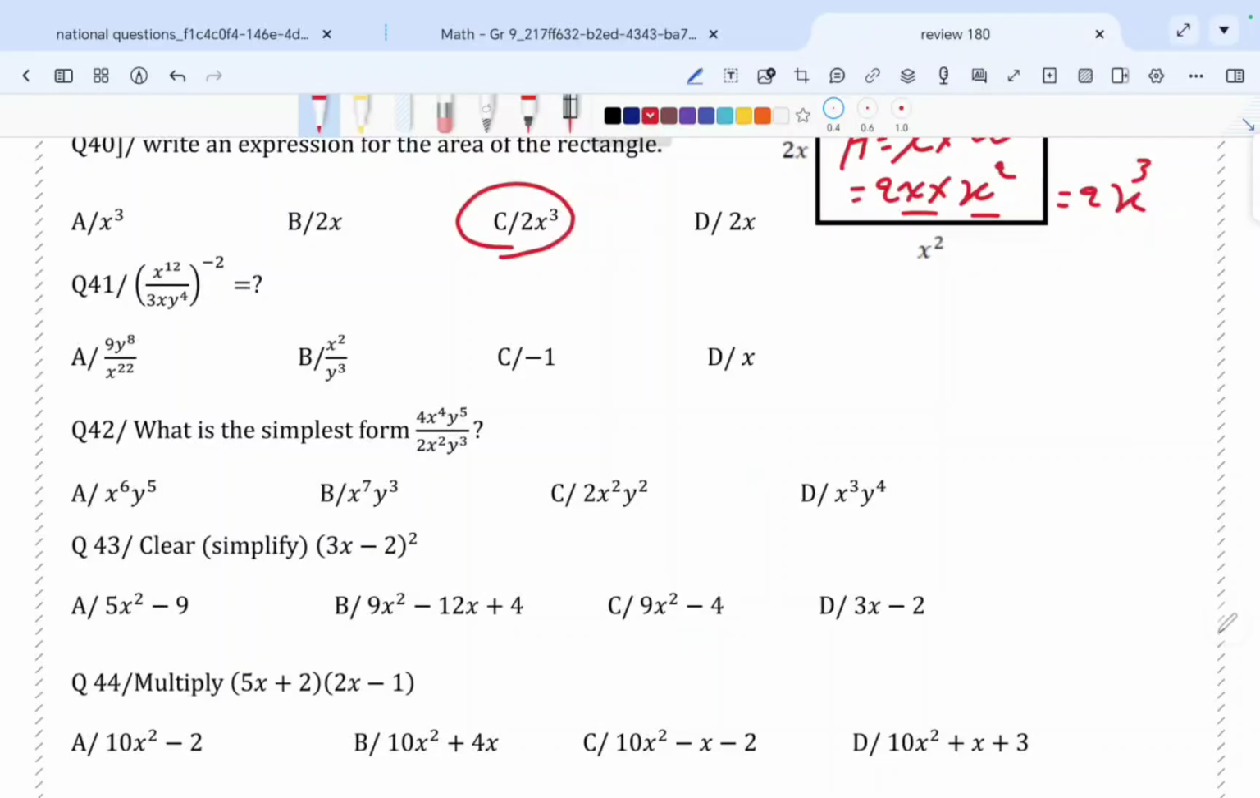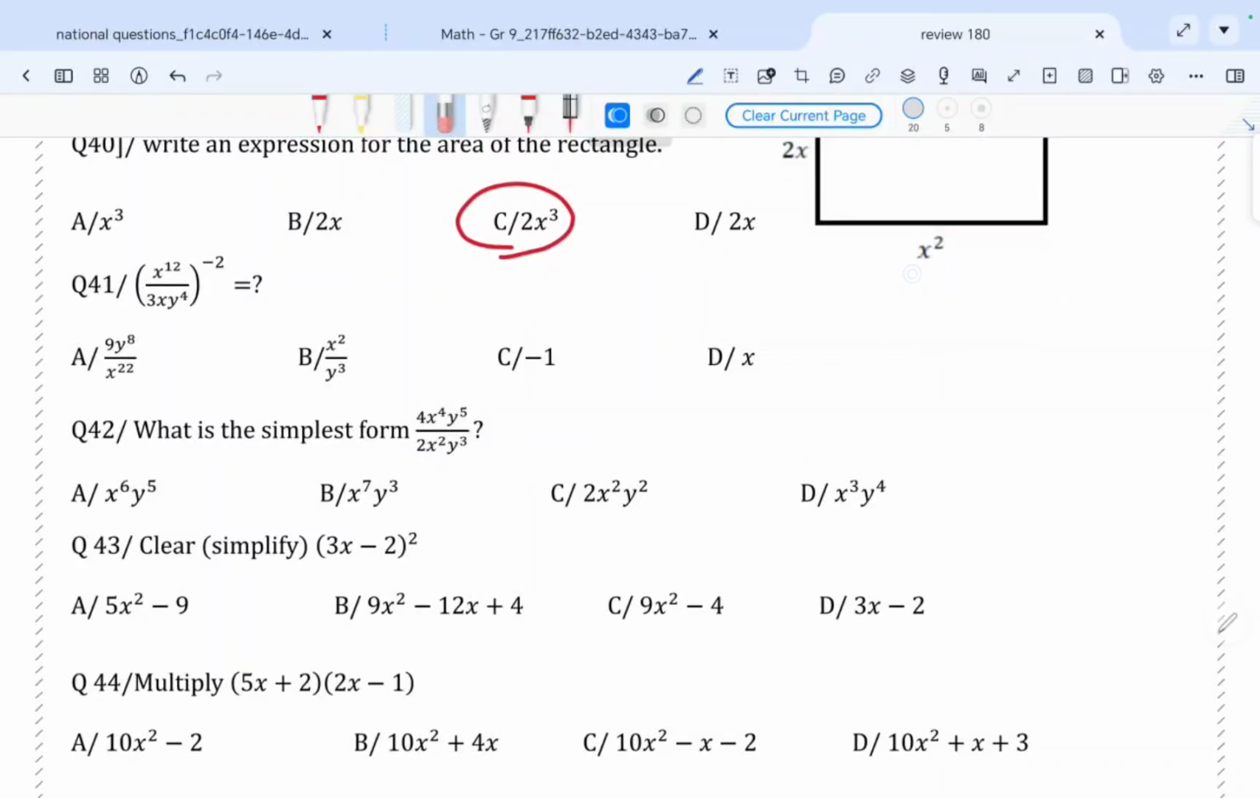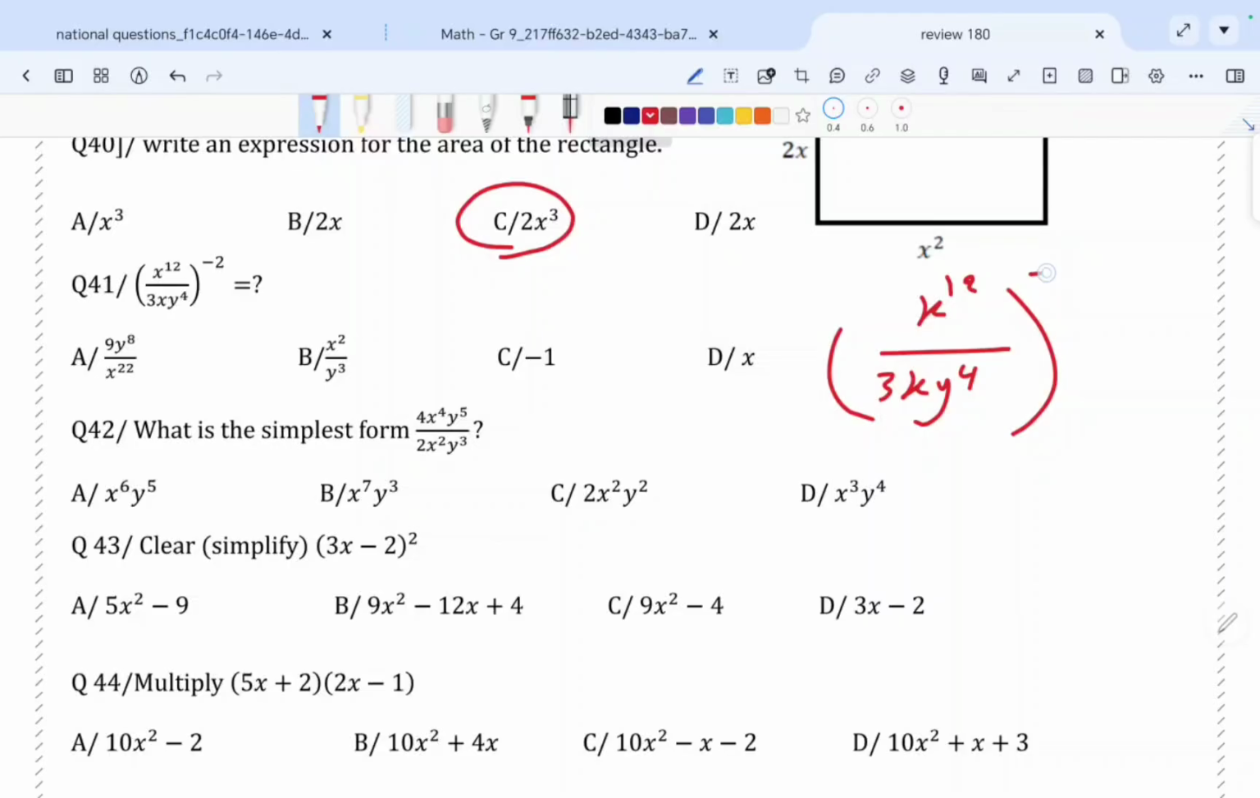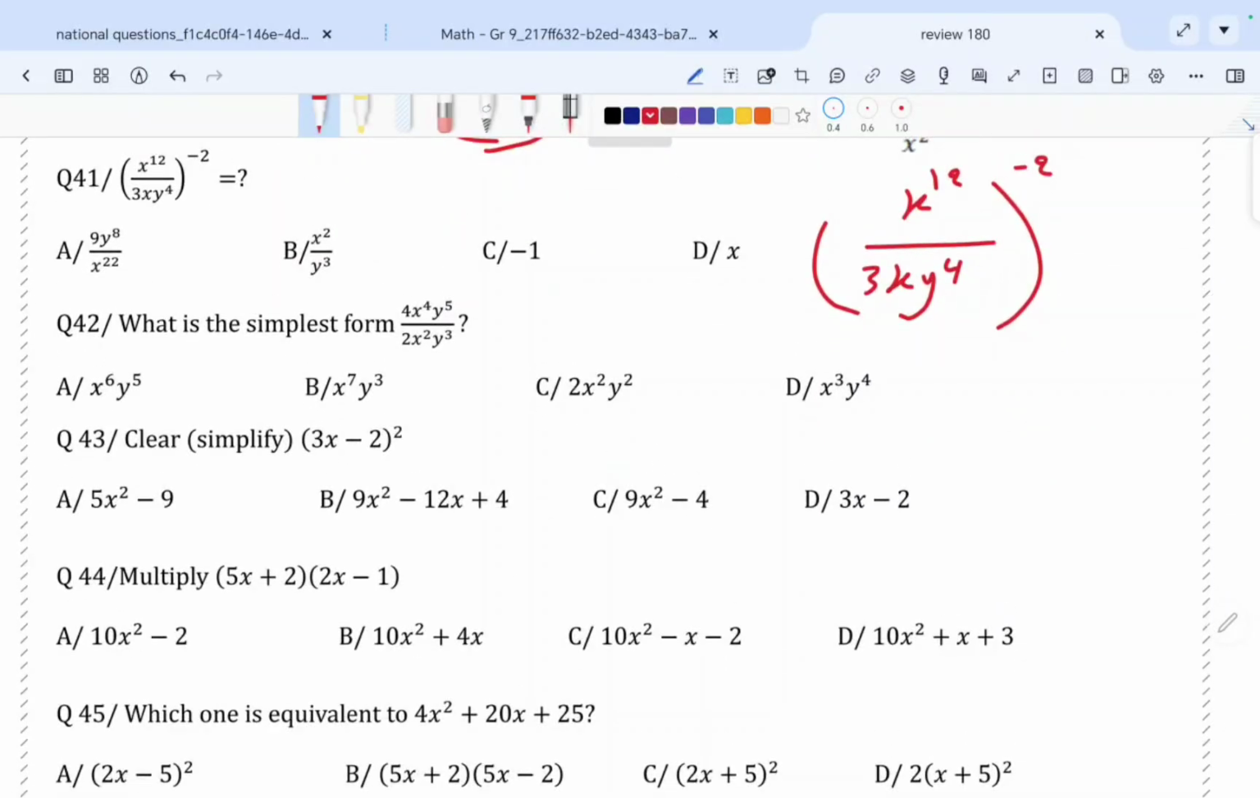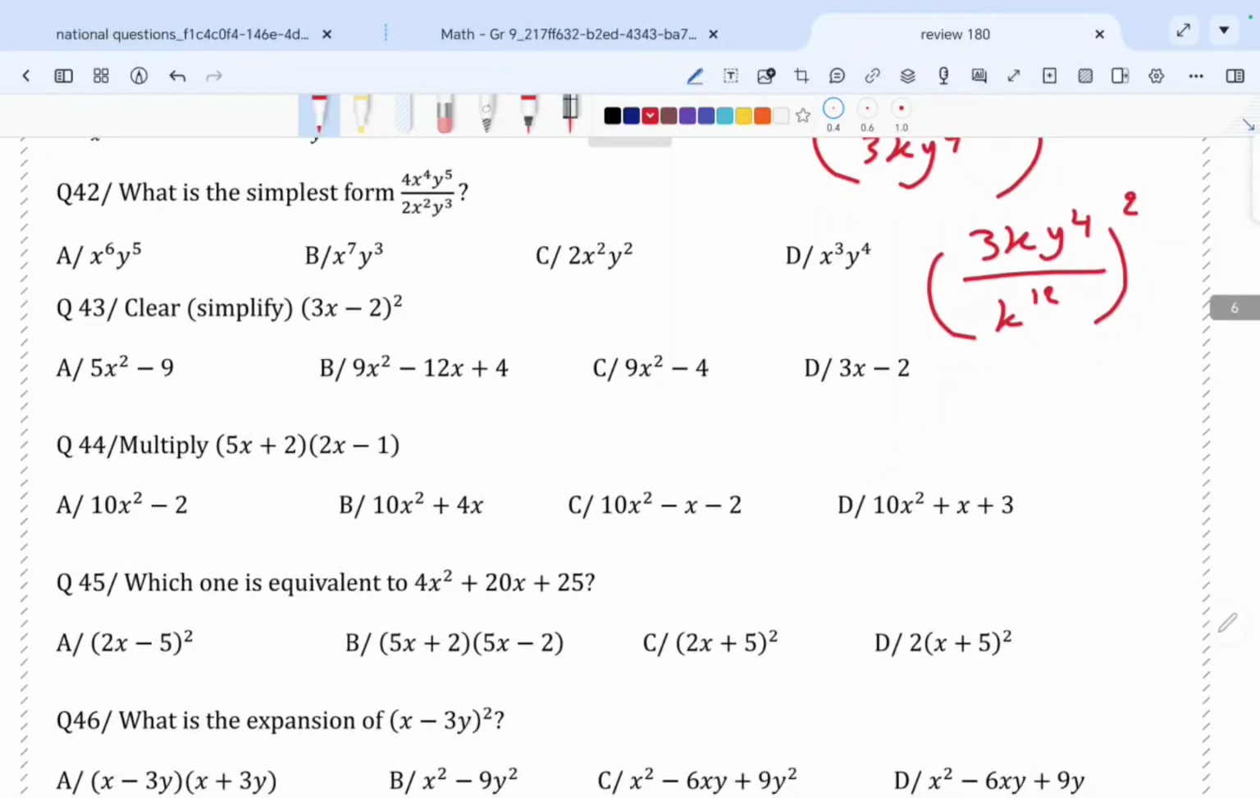Now we have dividing powers. We have x power 12 out of 3x y power 4, all of them power negative 2. Since we have a negative power here, you have to reciprocal the fraction. It will be 3x y power 4 out of x power 12, all of them power 2. Now give the power for each term.